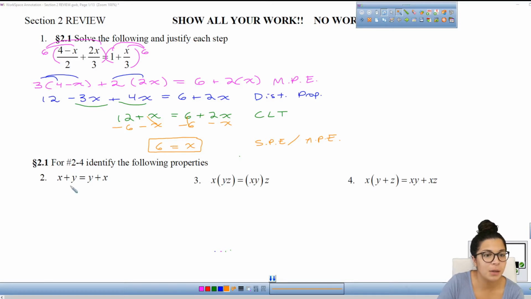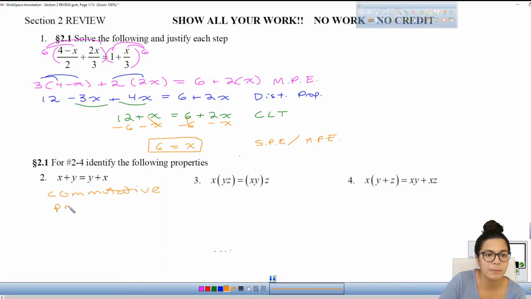So on number 2, we want to identify the property. So notice we go from x plus y to y plus x. So in between we have addition. And notice that the order changed. So whenever order changes, that is the commutative property. So this would be the commutative property of addition, because in between was addition.